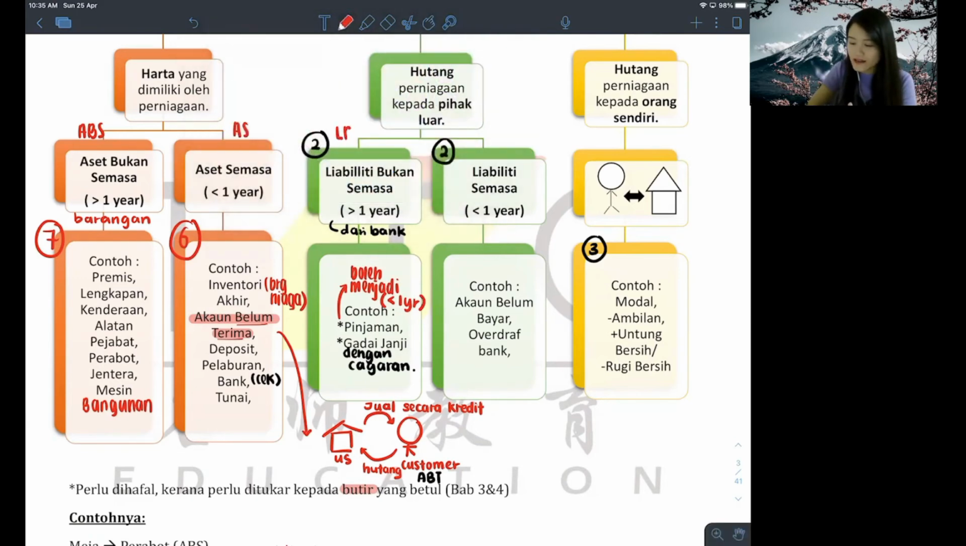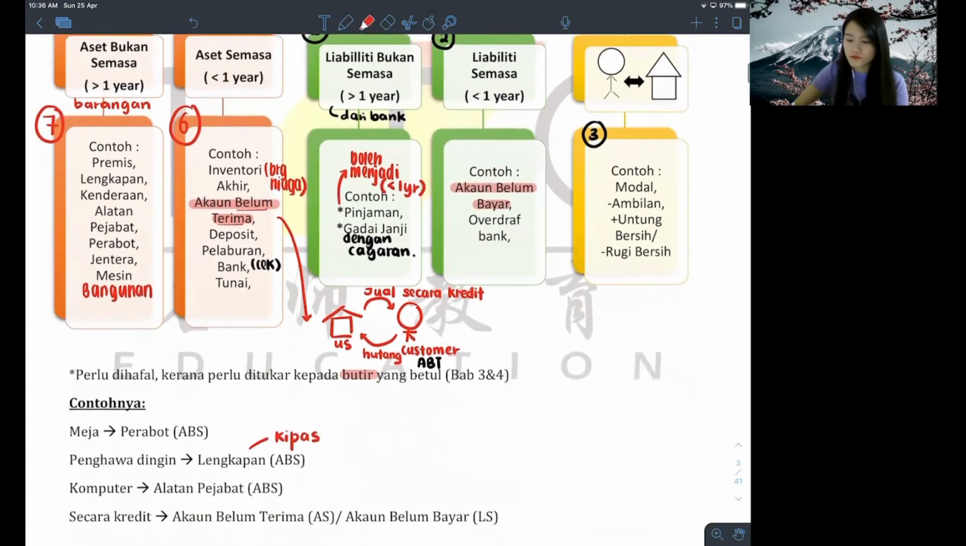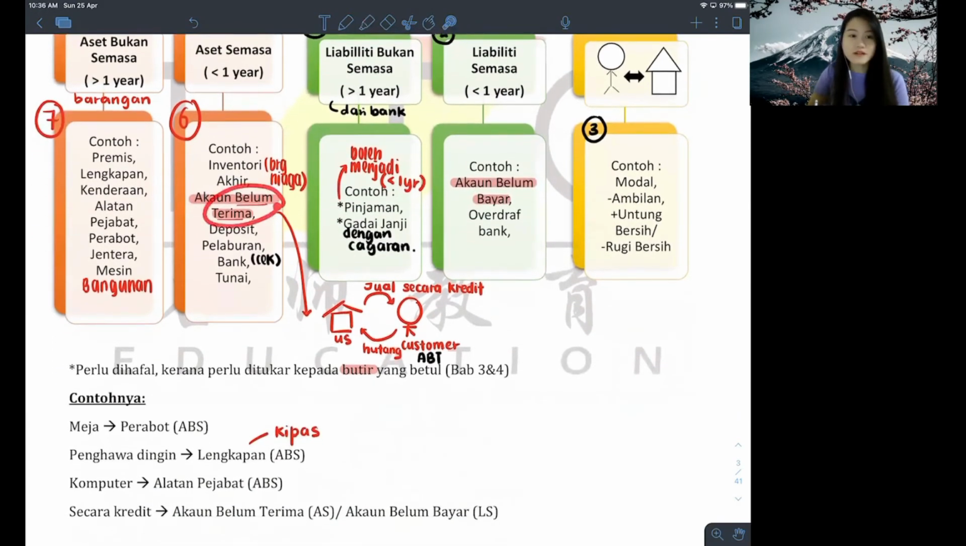Okay, now for LS, do you see something very similar to the previous asset semasa term? The ones that we highlighted, account belum terima. Your liability semasa also have one that is called account belum bayar. Okay, so what exactly is this? Yeah, you look properly. Just now is belum terima, means I haven't received it yet from my customer. But now this time is what? Belum bayar. Is it us haven't paid to customer? So obviously it's a different person right now.